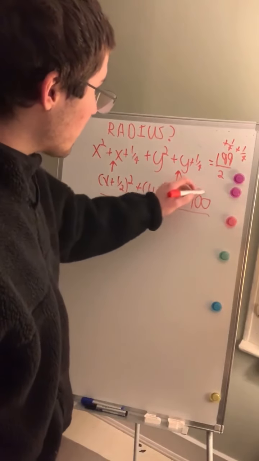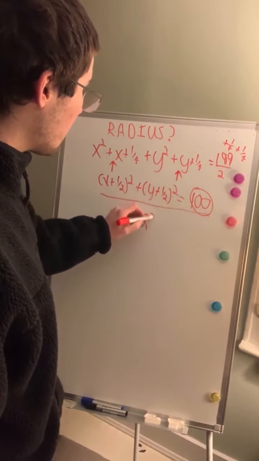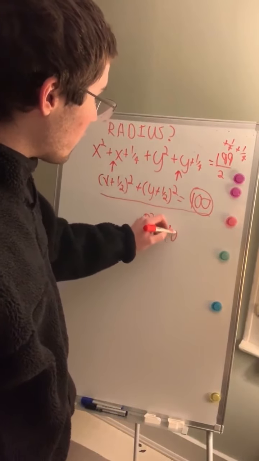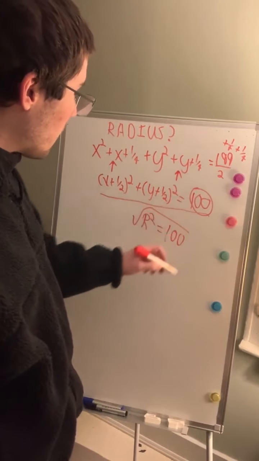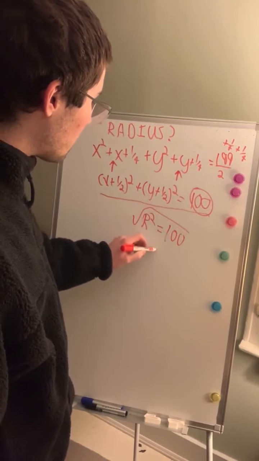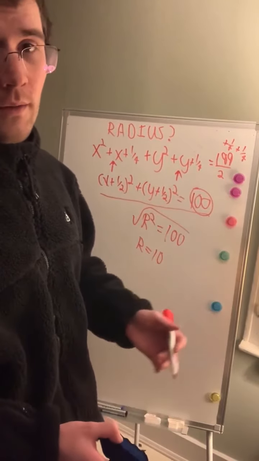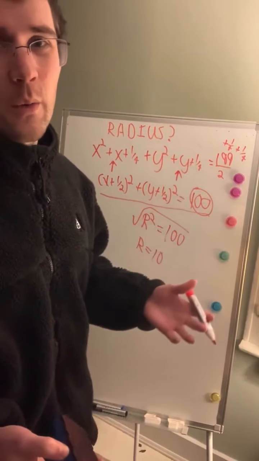And we know that this is going to be equal to our radius squared. So our radius squared equals 100. Take the square root of both sides, we'll know that our radius equals 10. So, was that easy? Somewhat. Let's hop over to Desmos and see how quickly we can solve it.